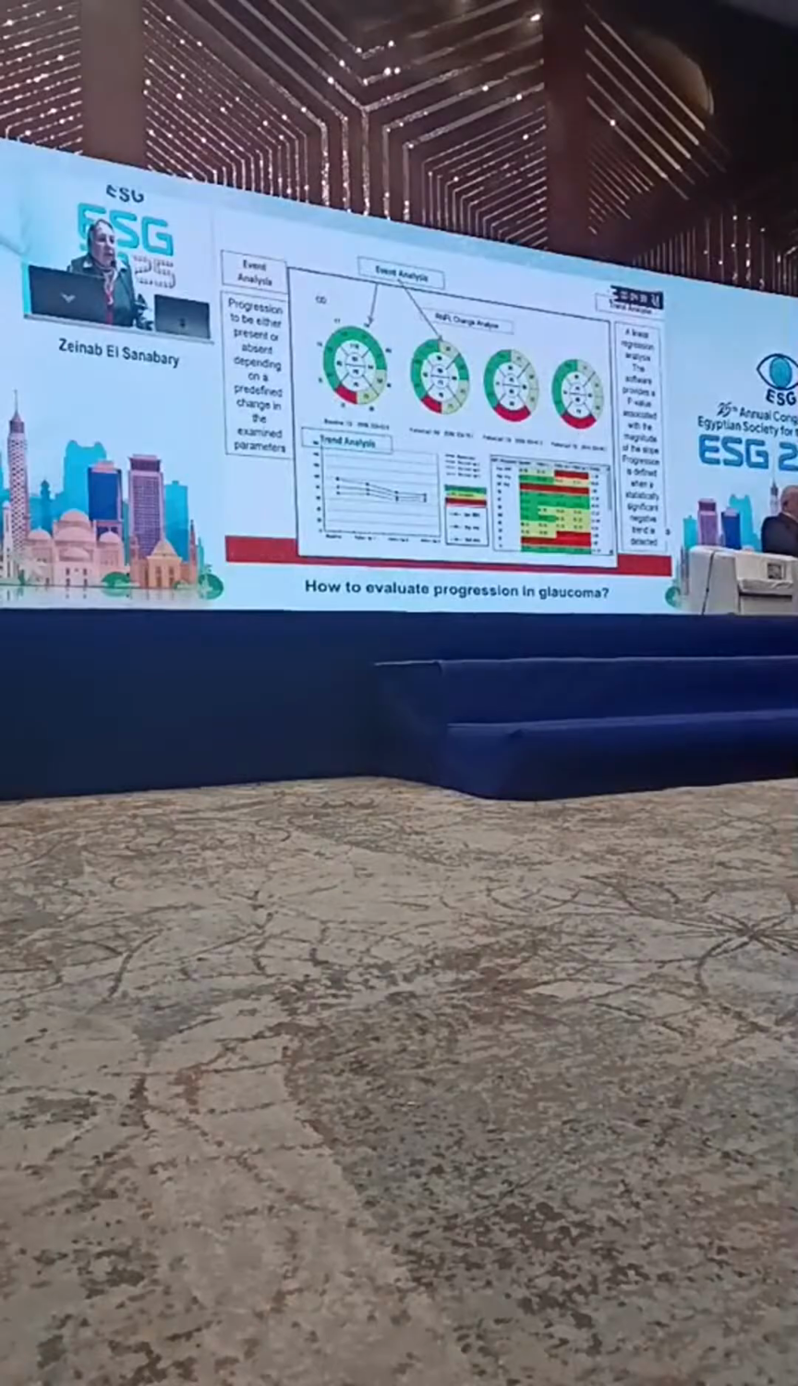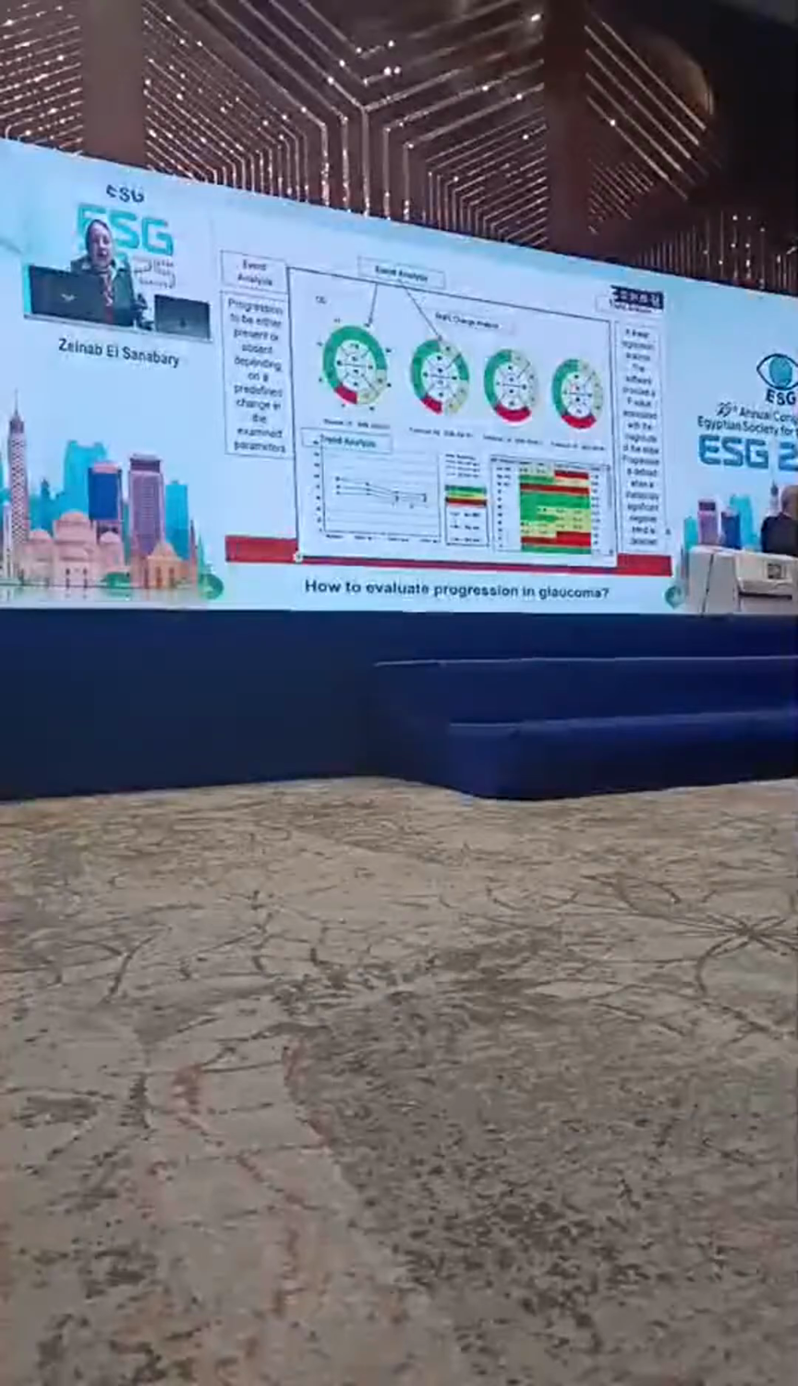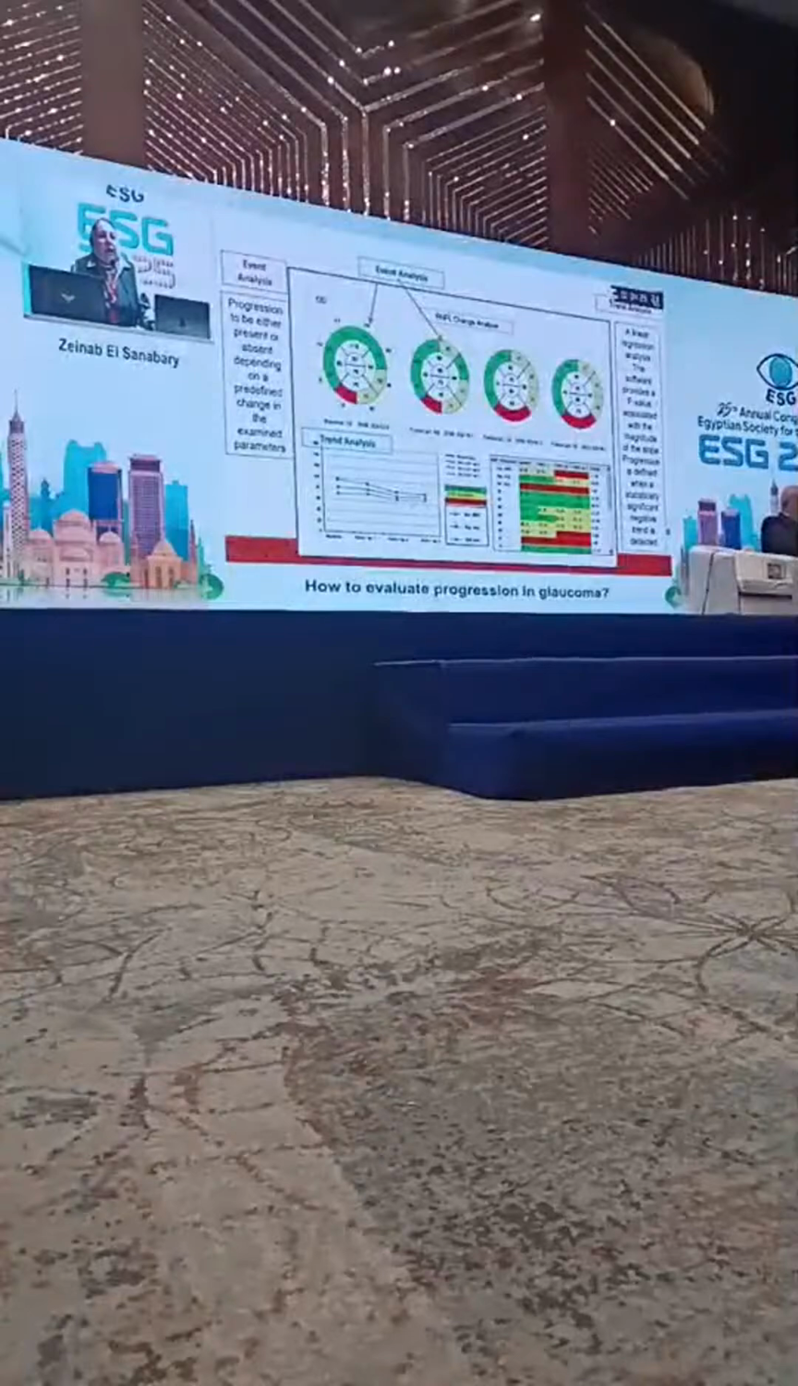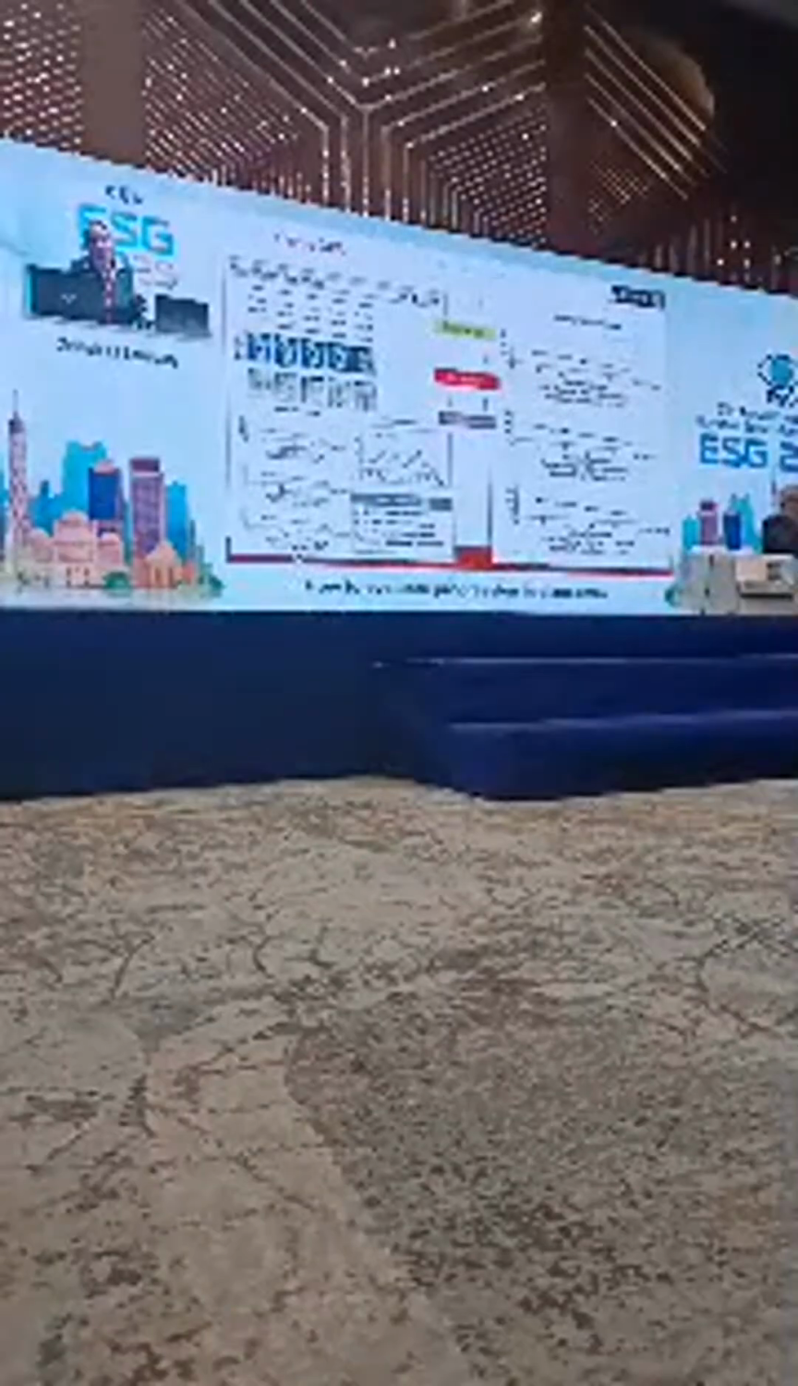And the trend analysis will show a comparison, a linear regression curve for the average retinal nerve fiber layer, the superior average and the inferior average, and it will have the maps for the thickness, for the deviation maps, and the significance. Significance maps will show the event analysis. This red area means that I have progression. I have a trend analysis, I have the curves.